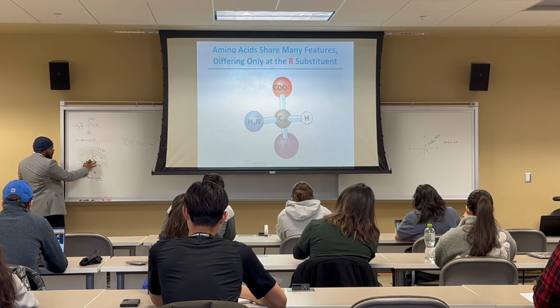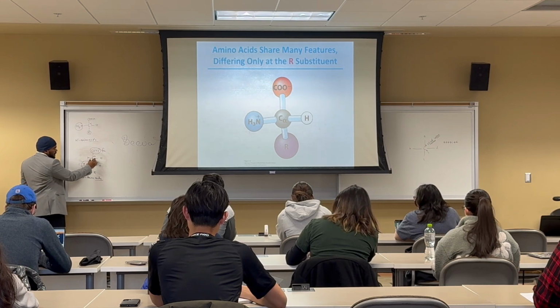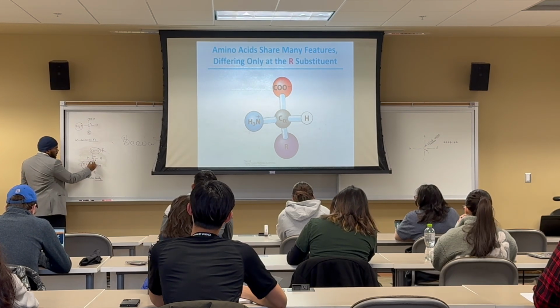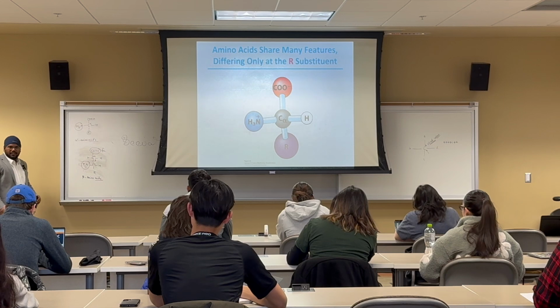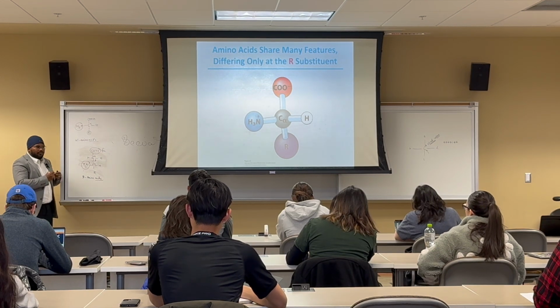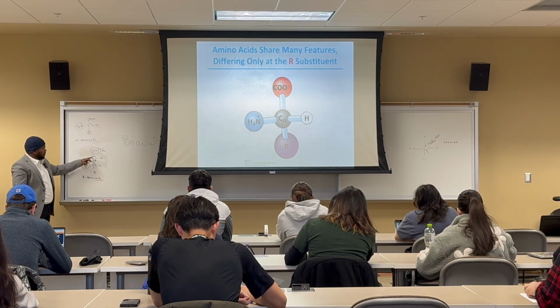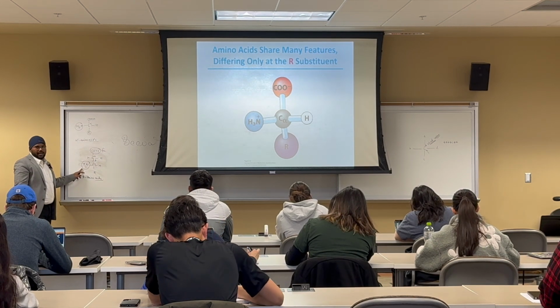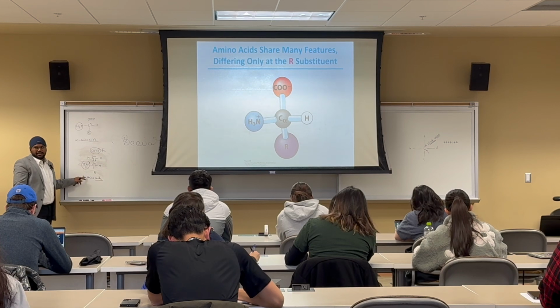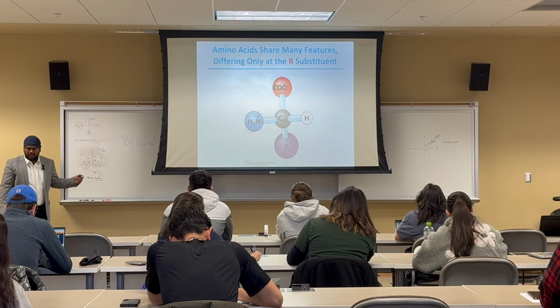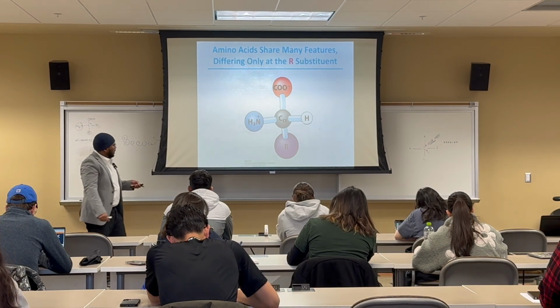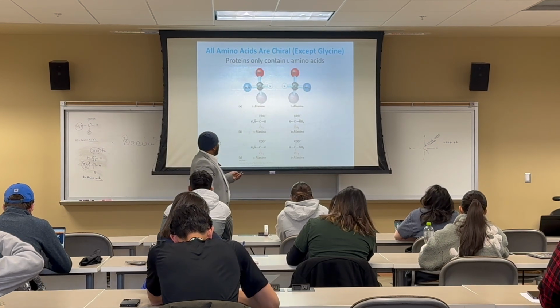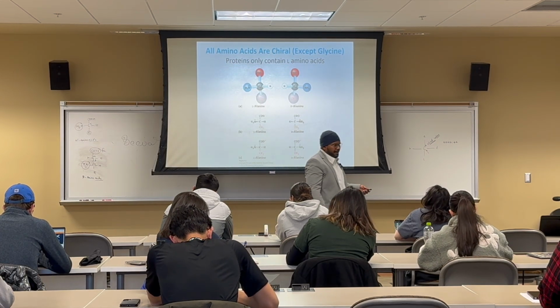Can I introduce a new carbon here and call this gamma amino acid? Yes or no? So depending upon the number of carbons you have in between, you can call this alpha carbon, beta carbon, or gamma carbon, and depending upon that you can call this alpha amino acid, beta amino acid, or gamma amino acid, okay? Let's move forward and understand how these amino acids have chirality, okay?